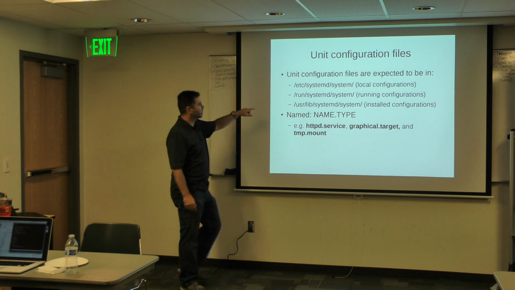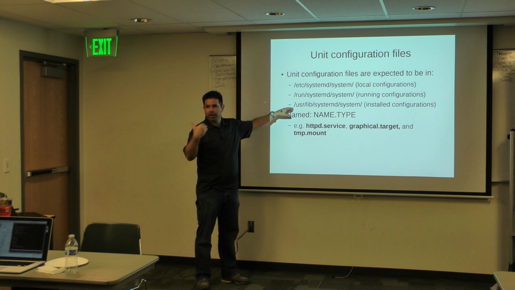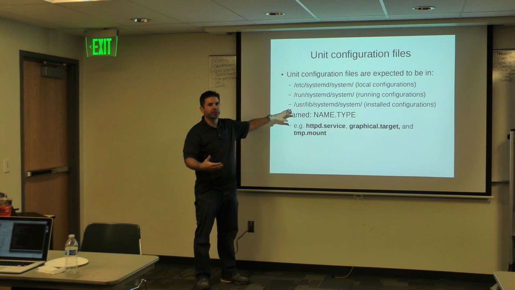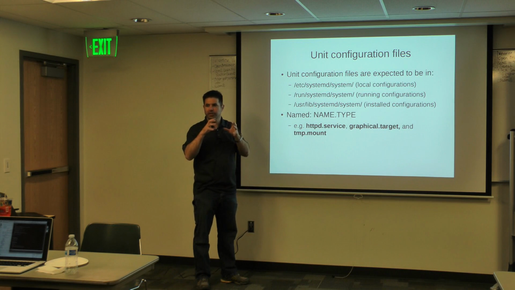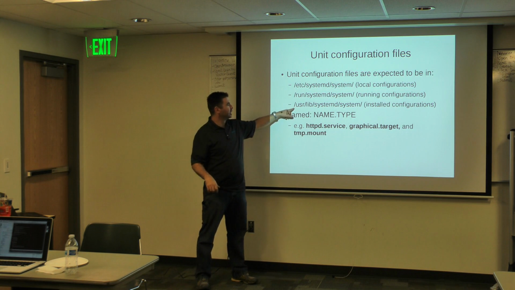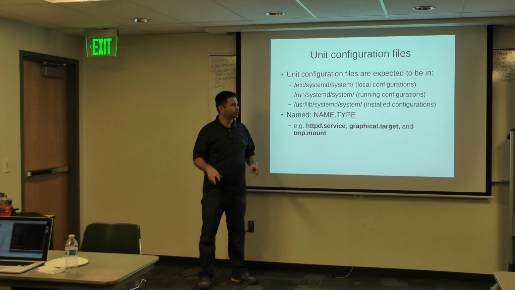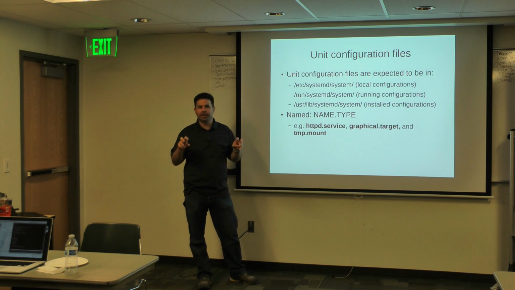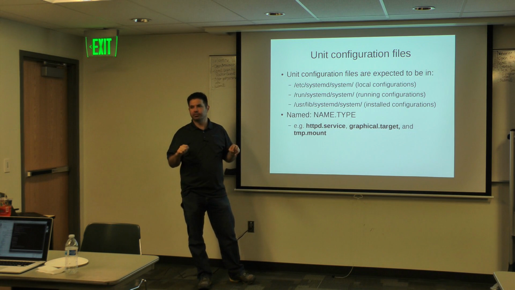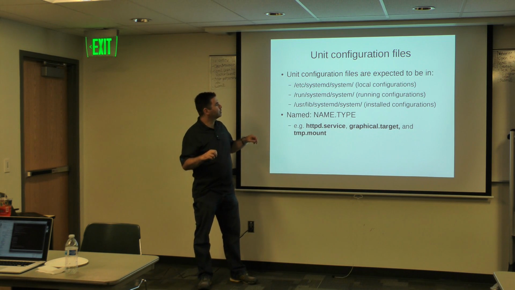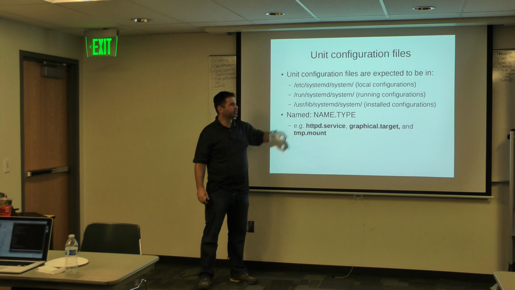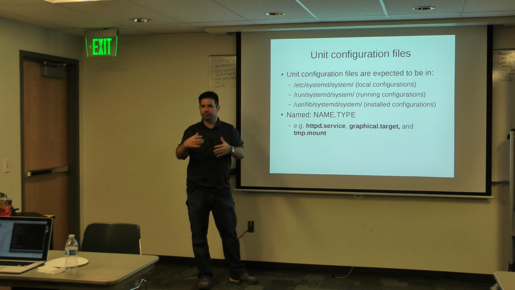Let's start at the bottom here. When you install a package on your system, it's going to install the service file or the unit configuration files in /usr/lib/systemd/system, which is where the package-provided configuration files go. The /run/systemd/system is where the running configurations get copied to.